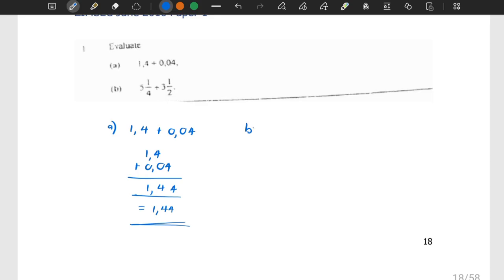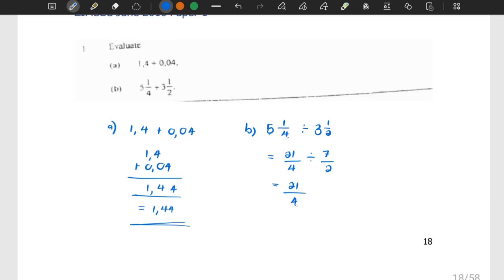Then part B says 5 and a quarter divided by 3.5. Change the mixed fraction to an improper fraction. 4 times 5, that's going to be 20 plus 1, 21/4. 3 times 2, that's going to be 6 plus 1, that's going to be 7/2. When you are dividing fractions, you invert and change the division sign to a multiplication sign.